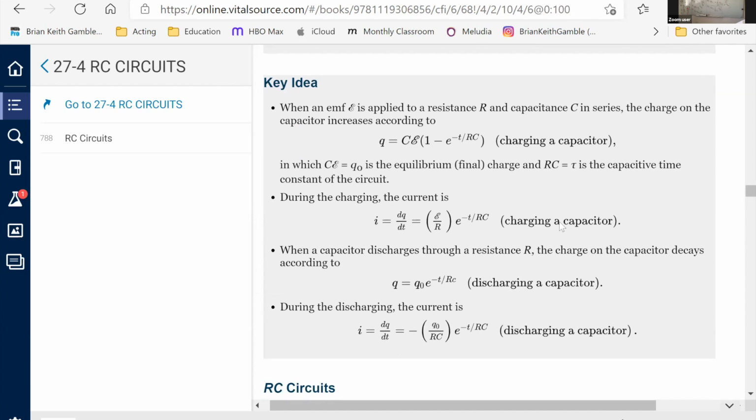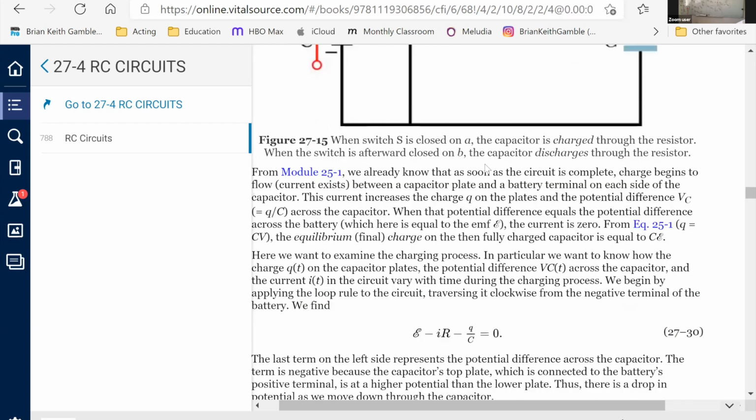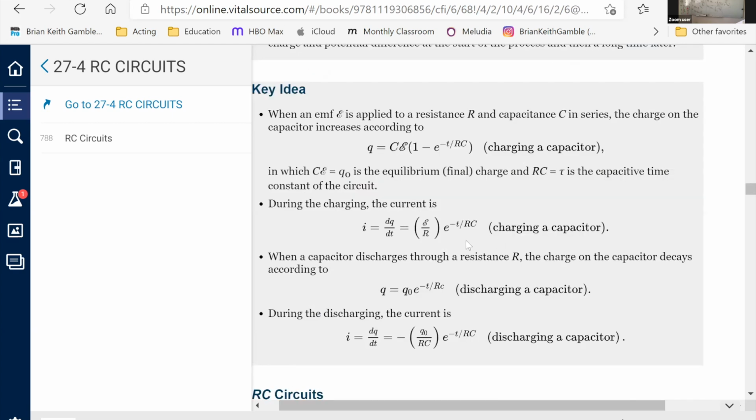Okay, charging. So these are the results that we got. That was for charging. This is current for discharging. And don't let this throw you off here. I don't know why they put it differently here, Q naught over C, but Q naught over C is actually E. So this solution here and this solution here are the same solution. I don't know why they wrote it differently.